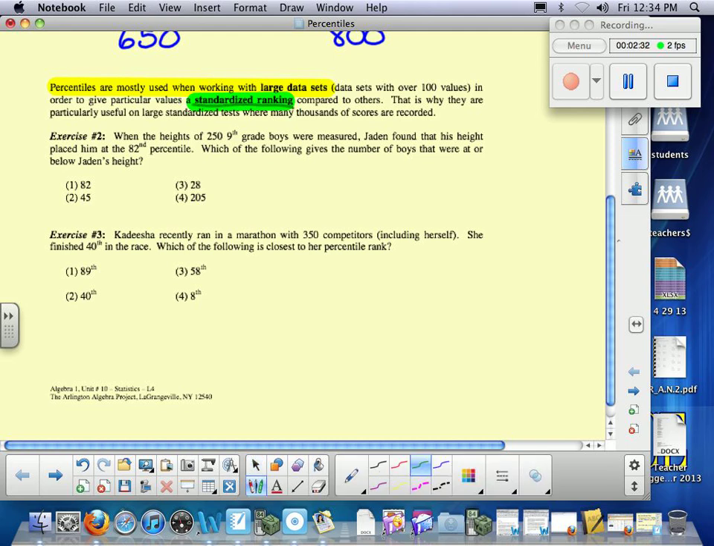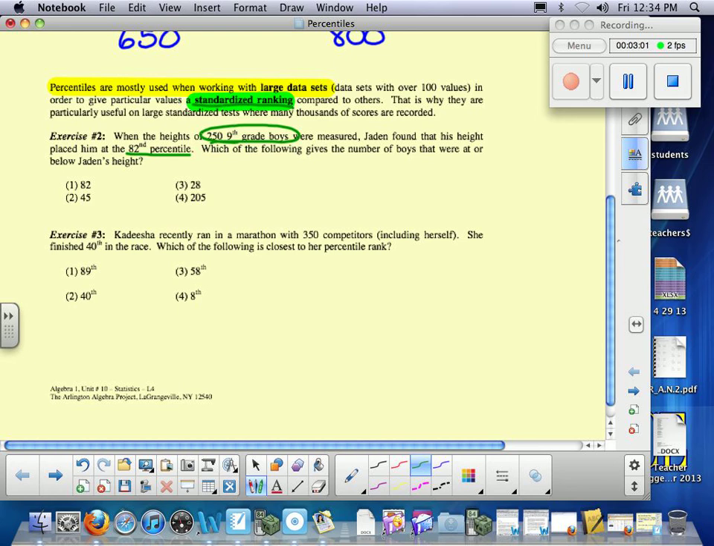So let's look at a couple of examples. They collected data from 250 ninth grade boys. And Jaden found out that he hits at the 82nd percentile. So again, it's kind of like the growth chart that we looked at yesterday. He would be at the 82nd percentile. So which of these numbers says the boys that are at Jaden's height or below?